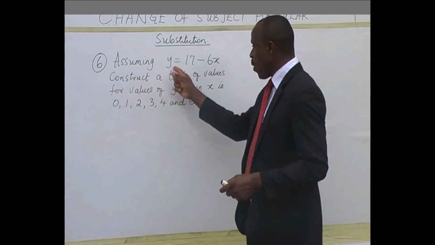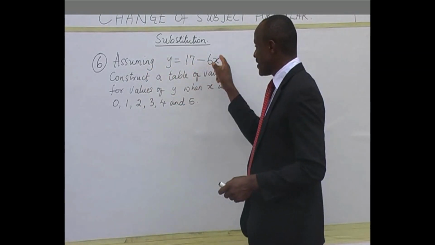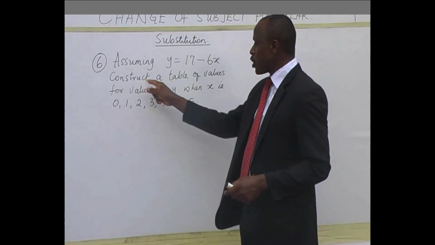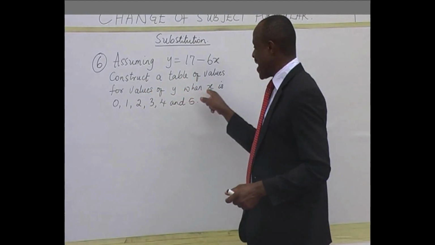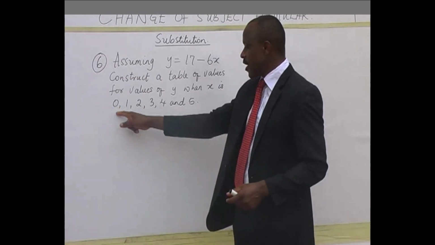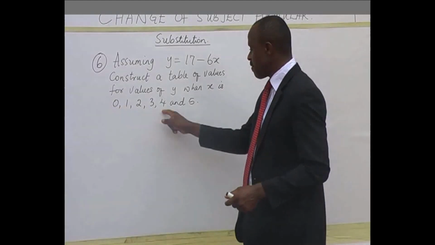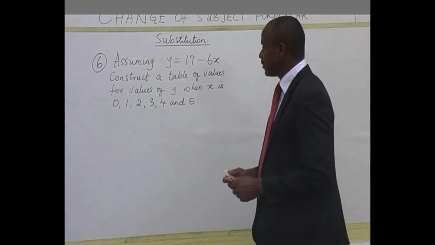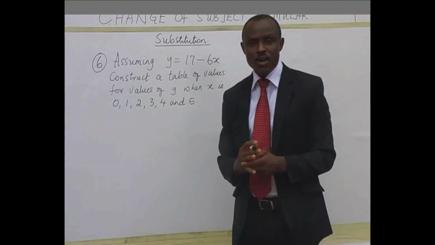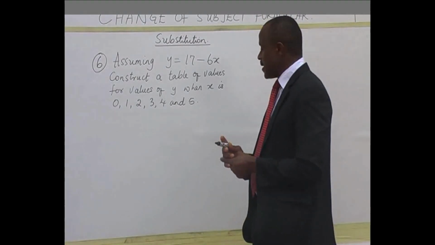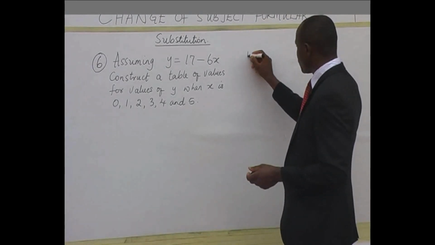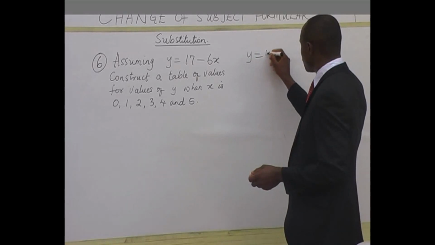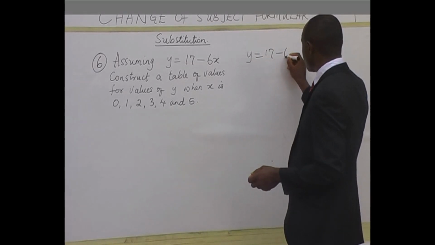The sixth question on substitution is this. It says, assuming y is equal to 17 minus 6x, construct a table of values for values of y when x is 0, 1, 2, 3, 4, and then 5. Constructing a table of values takes this shape. First of all, bring down the equation. The equation is y is equal to 17 minus 6x.